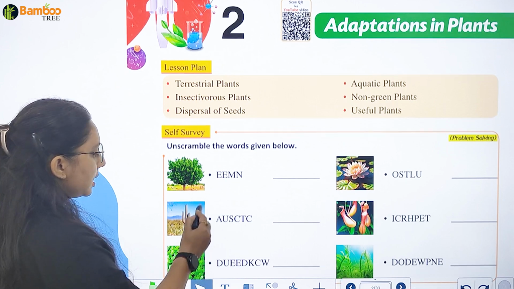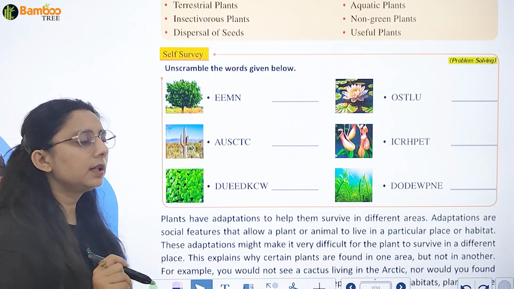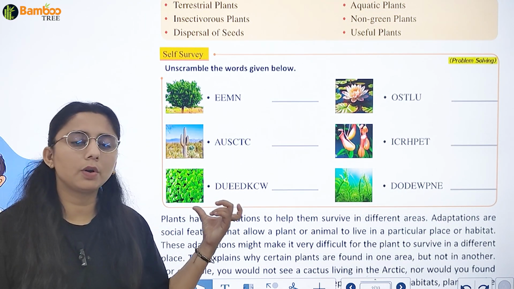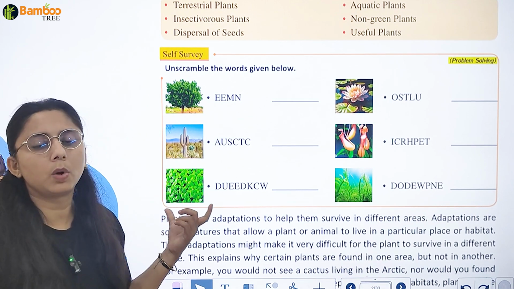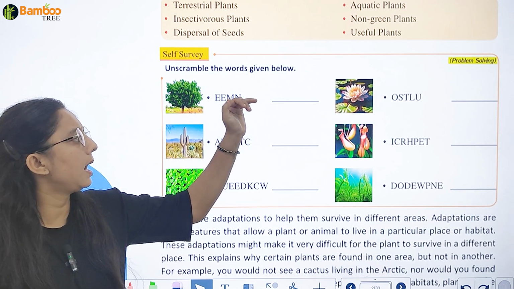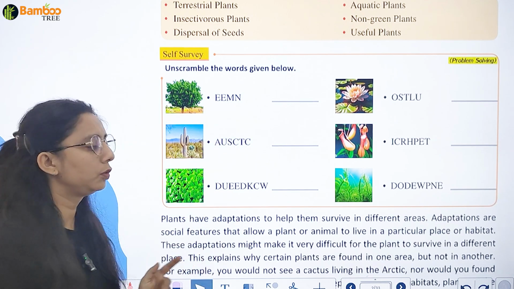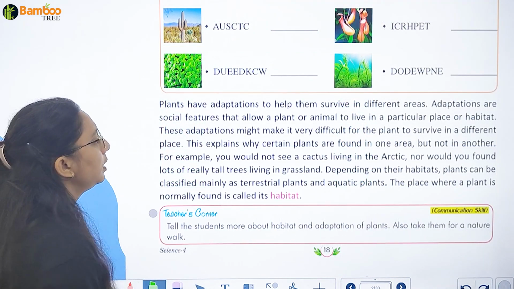Now unscramble the words. Here some words are given. After completing the chapter, you have to do this yourself. What you will do, you will unscramble this word like this. What is this? Neem. N-E-E-M, neem. Like this you have to write down. Now let's start with the chapter.